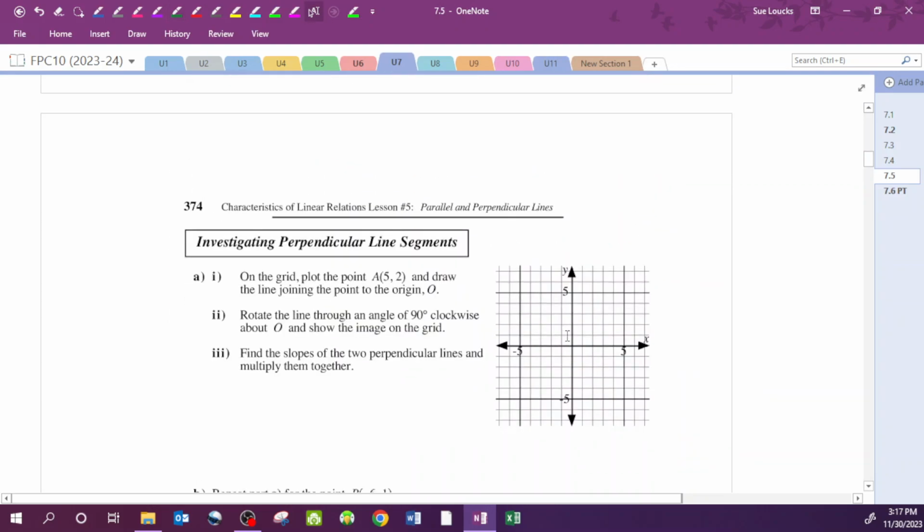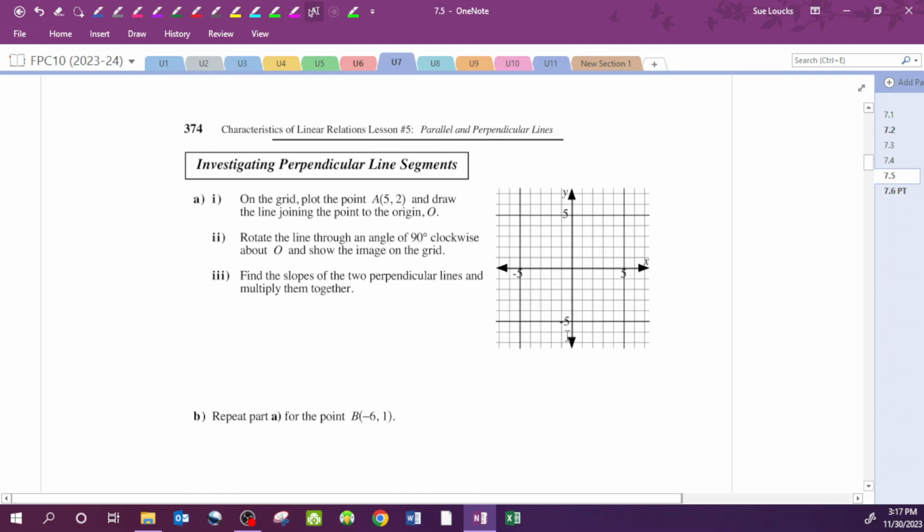Okay, on the grid, plot the point A at 5, 2. So here's my point A. And draw a line joining the point to the origin O at 0, 0. So the origin is this middle point here, right there. Okay. And then rotate the line through an angle of 90 degrees clockwise and show the image on the grid.